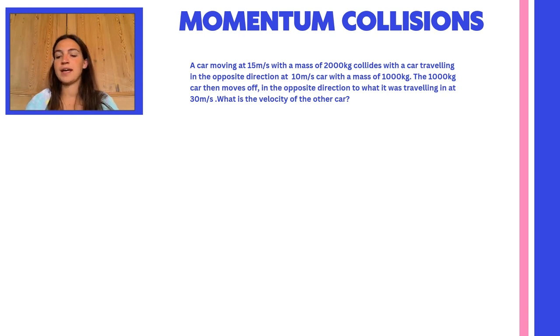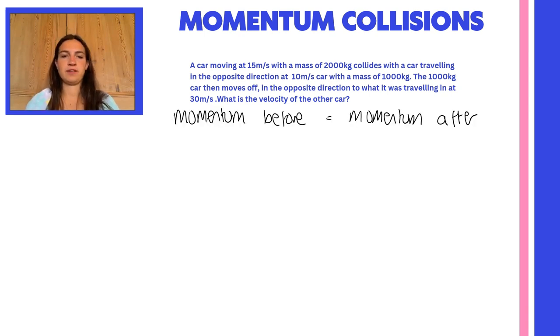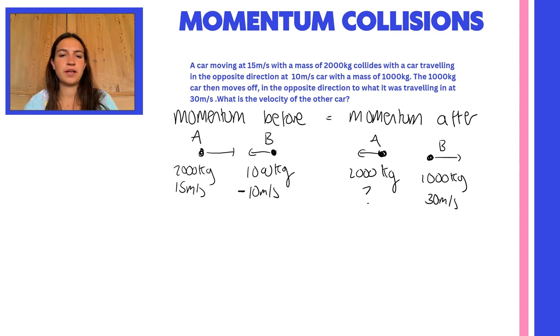Okay, so again, let me write my statement first. Momentum before equals momentum after. And then I'm going to draw the picture again to simplify all of those words and numbers in that question. So we have a picture that looks like this. Now, having a look at the momentum before picture, for A, we've just got that 2,000 kilograms at 15 meters per second, and it was traveling off in one direction.